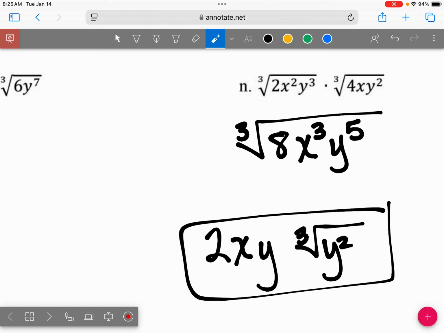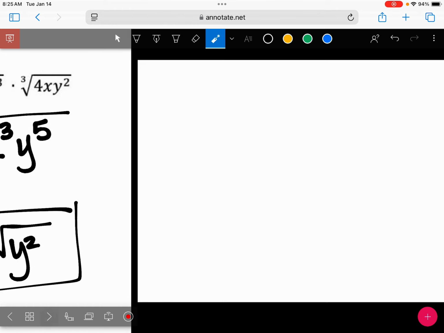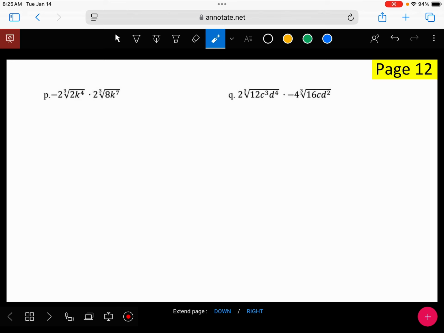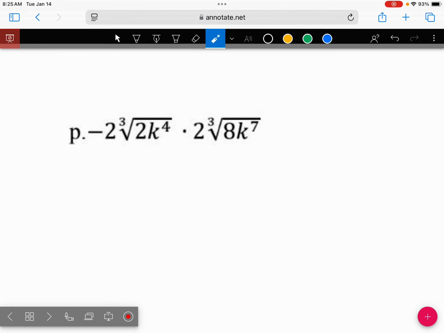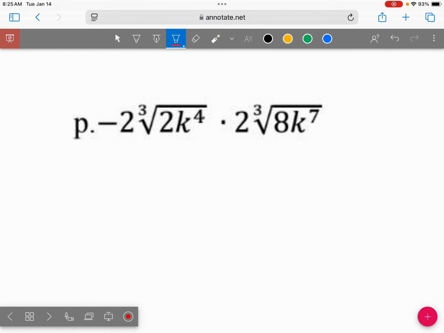All right, 2 more, and then we're finished. Go to question P. Let's do the first step together. Let's get it started. So we're going to start off by the numbers in front. These 2 numbers here, we're going to multiply them. So -2 times 2 is -4.